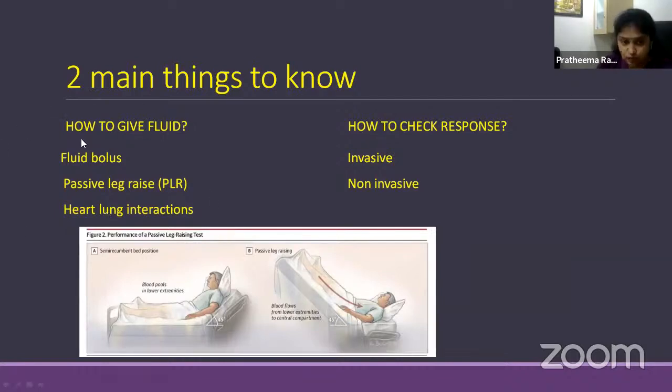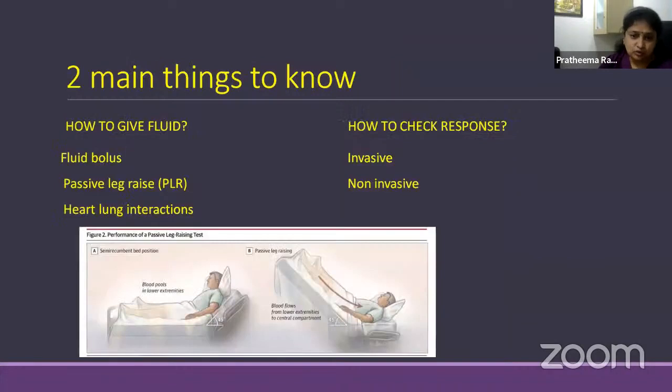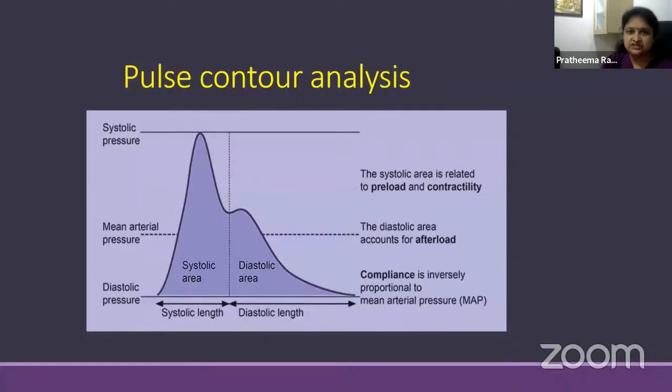Okay, we can give fluid, we can work on it, but how to check the response? That is where we need the hemodynamic monitoring, invasive and non-invasive. So we are starting at the bedside. How do we know what the response is? There is something called pulse contour analysis. This is one pulse which is seen in the arterial waveform. I'm not talking about the invasive. I just want to go into the basics and tell you the principle of what we are thinking and from where we are calculating and interpreting the hemodynamic monitoring values.